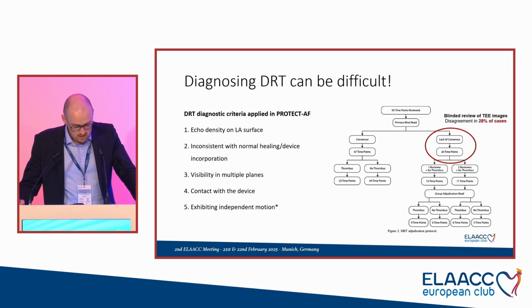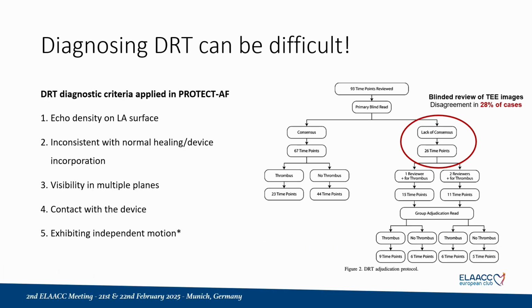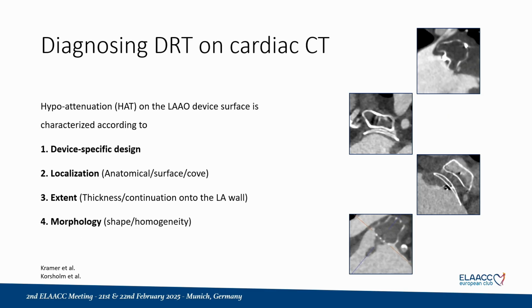These are the criteria as used in PROTECT AF on echocardiography, and on the right-hand side you see a study looking at the adjudication process. Three reviewers were blinded, and they disagreed in a third of all cases on whether it was thrombus or not thrombus. So despite being a core lab, it's difficult to diagnose. And now we also have CT, which may complicate it even more, having more modalities to look at.